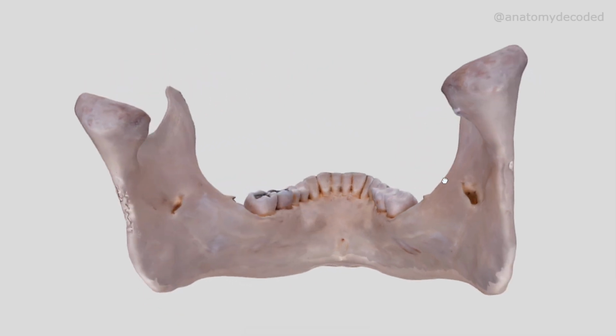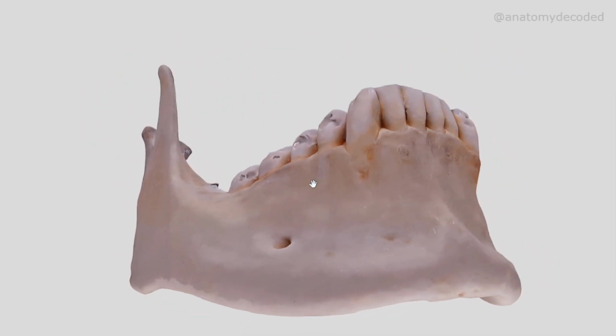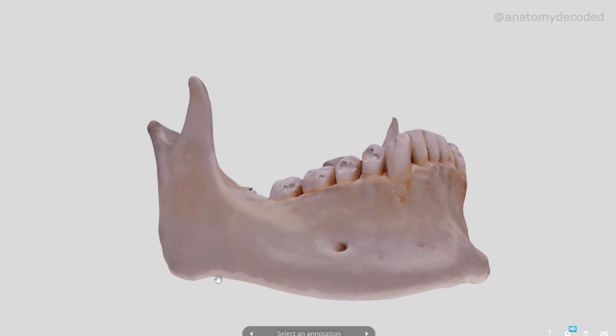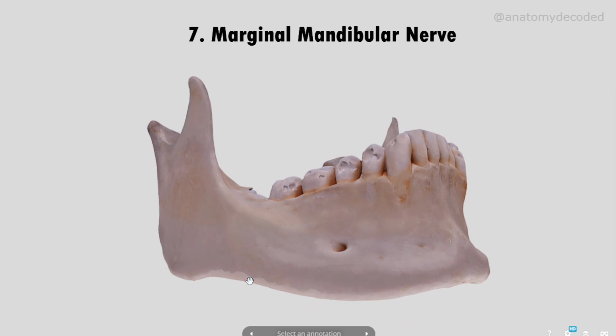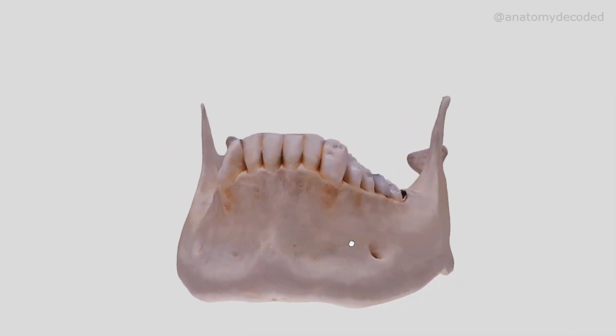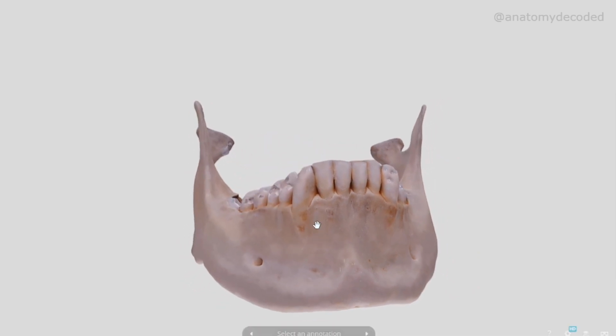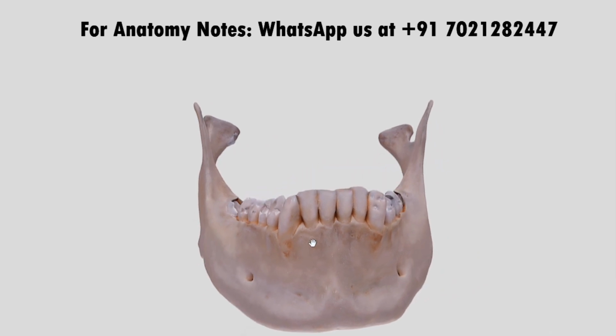Okay, so total 6 nerves we have covered, and one more nerve is related at the margin of the mandible, that's referred to as marginal mandibular nerve. This one is a branch from the facial nerve. Okay, so like this, there are 7 nerves related with the mandible.